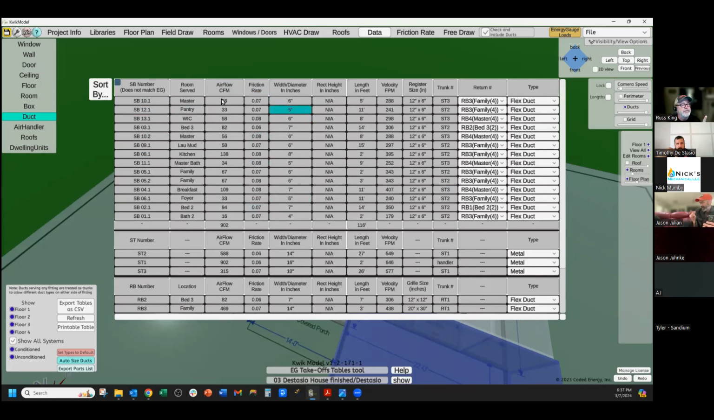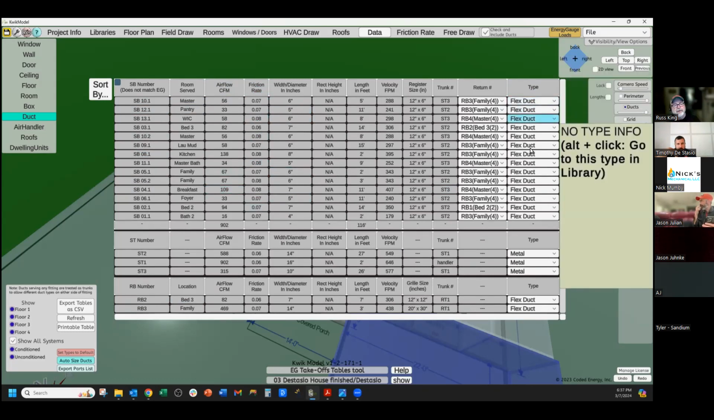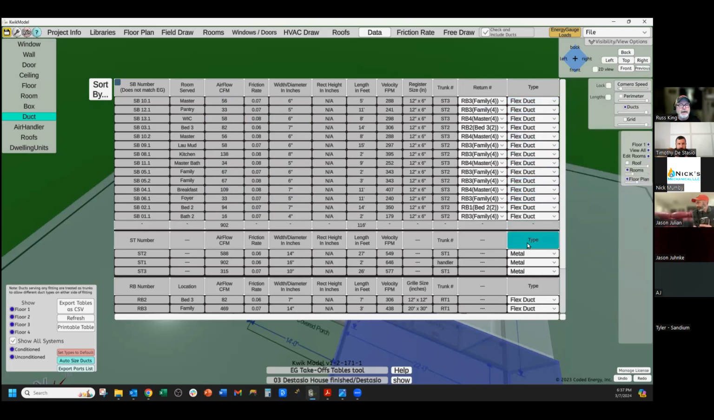Here's all the friction rates. So we have airflow. We've specified it. You drew a flex duct, so it knows that it's flex duct. You drew metal duct, so it knows it's metal, but you can change these if you want to. And then down here is this little blue magic button that says auto size ducts, and you click on that, and it'll size your ducts for you.